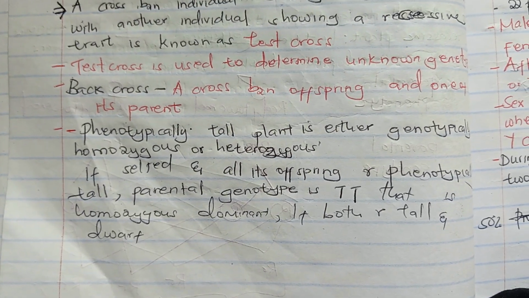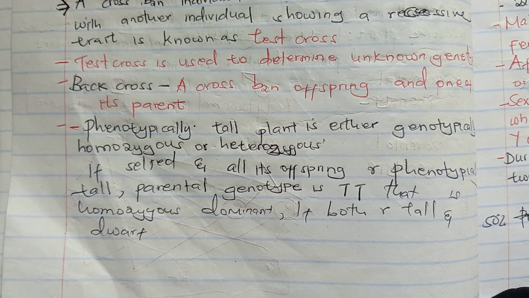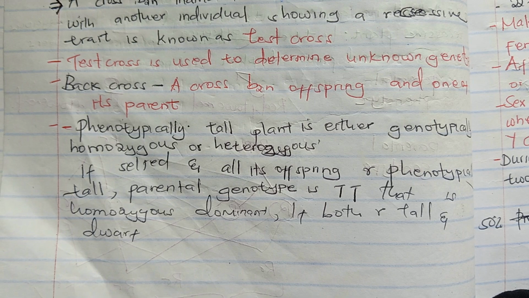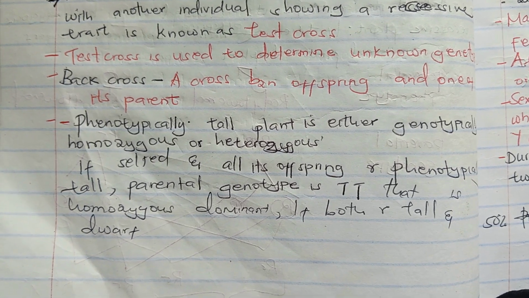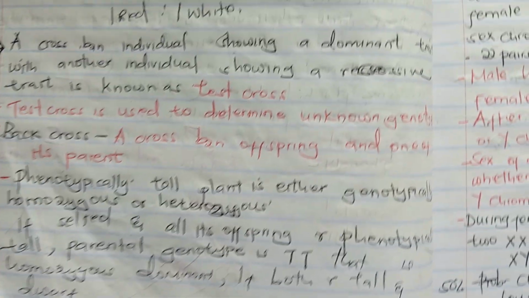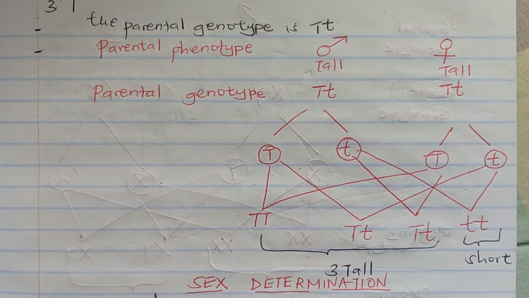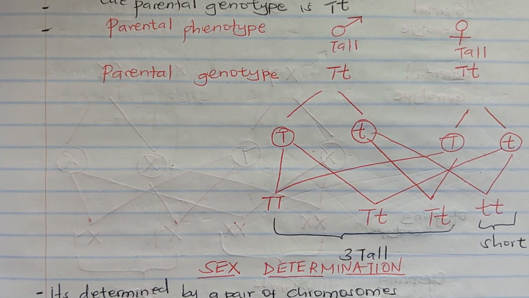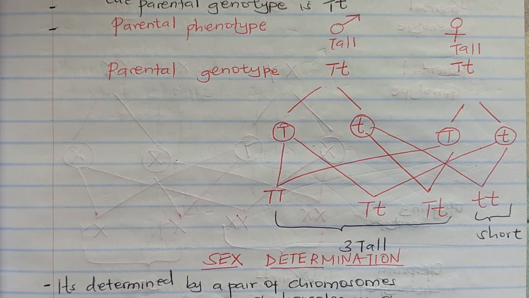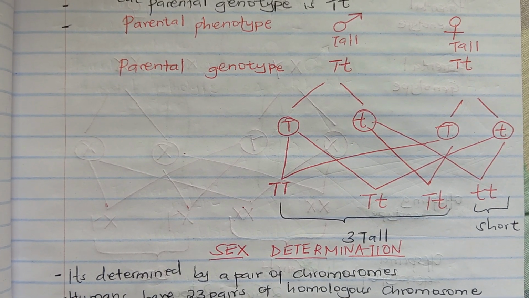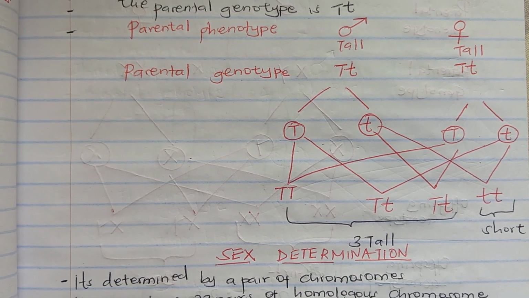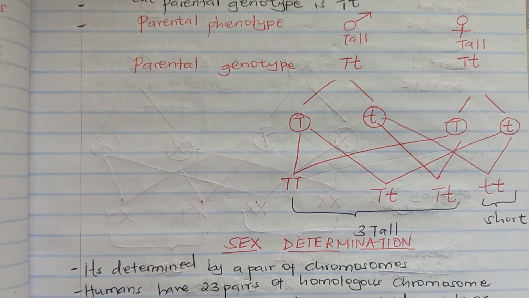A back cross, on the other hand, is a cross between an offspring and one of its parents. If the parent is phenotypically tall, it could be homozygous or heterozygous, as shown here. Heterozygous is like this one, where you have capital T and small t. Homozygous tall is when both of them are the same, like that.